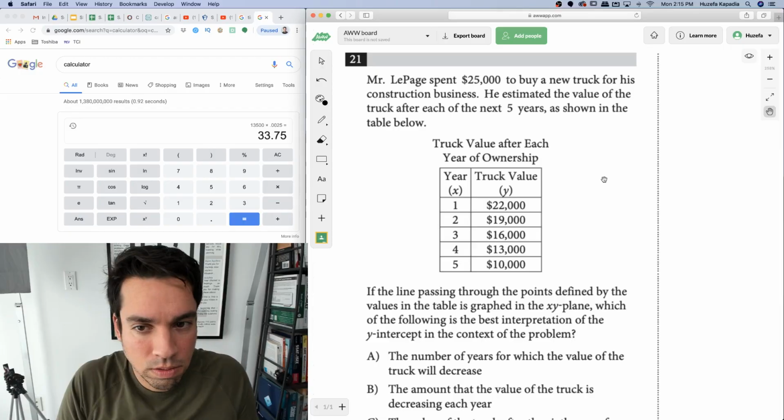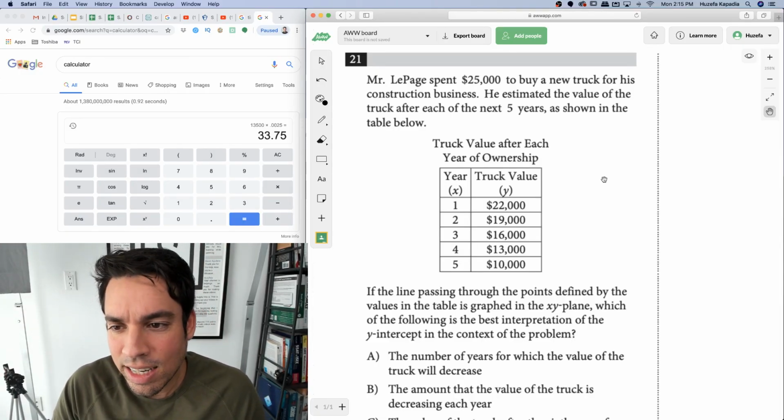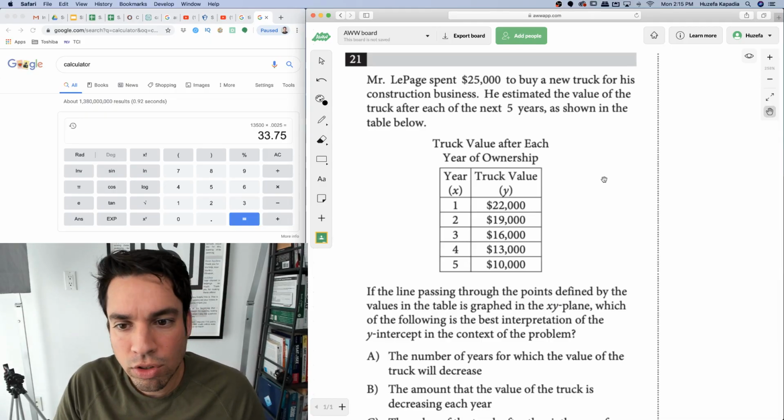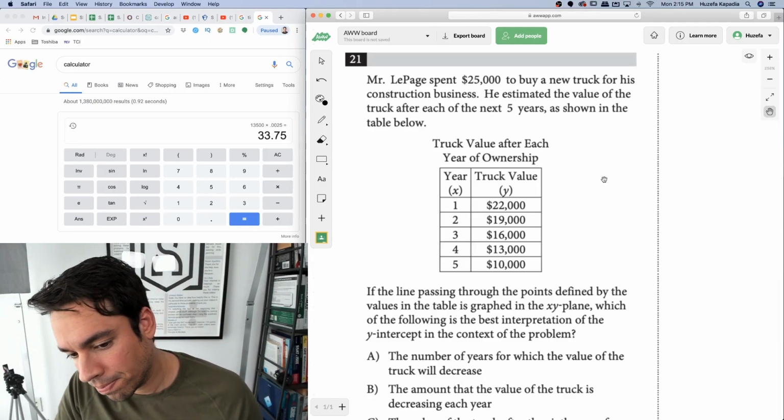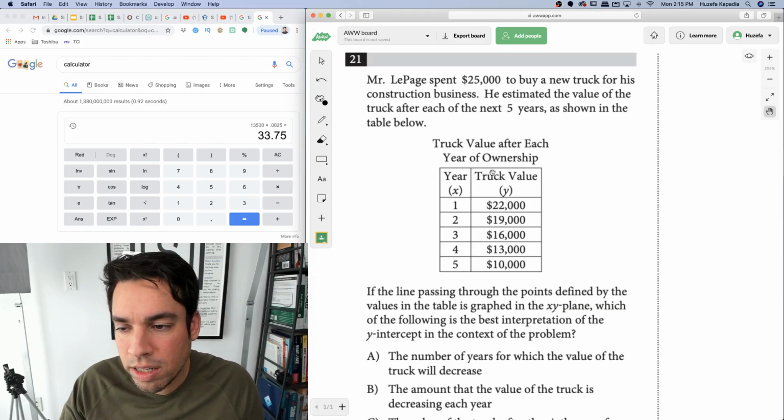Mr. LePage spent $25,000 to buy a new truck for his construction business. He estimated the value of the truck after each of the next 5 years, as shown on the table below. All right. So it's depreciating. That makes sense.